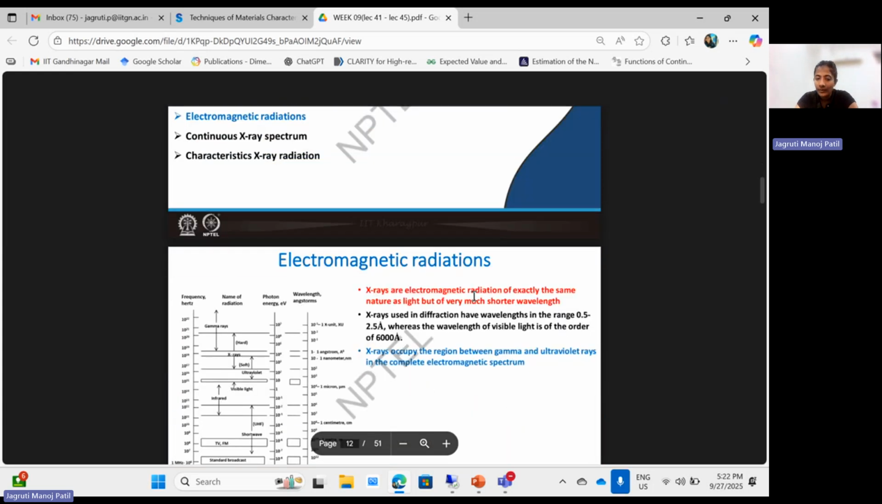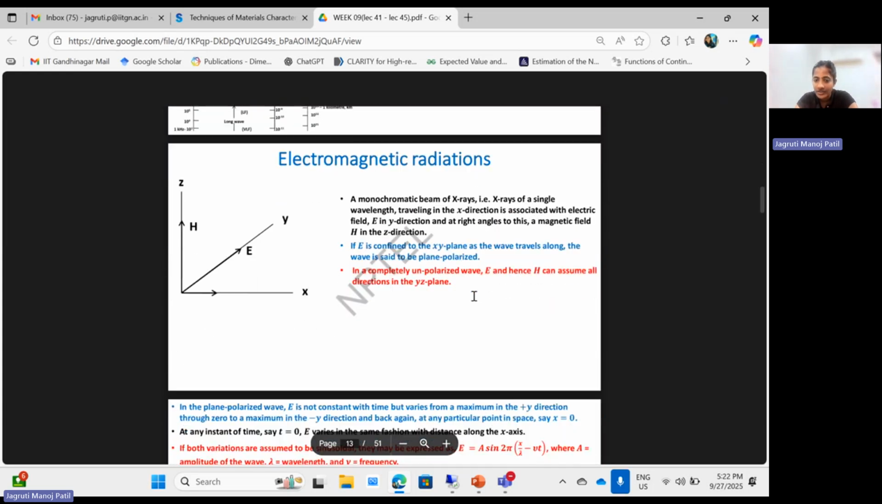So now we know about electromagnetic radiation and how X-rays were discovered. Now we need to see how they travel and what happens when they travel, right? If you have a monochromatic beam of X-rays, and monochromatic means a single wavelength, traveling in the X direction with an electric field, let's say E, in the Y direction at right angles to this, then a magnetic field will be generated in the Z direction, right?